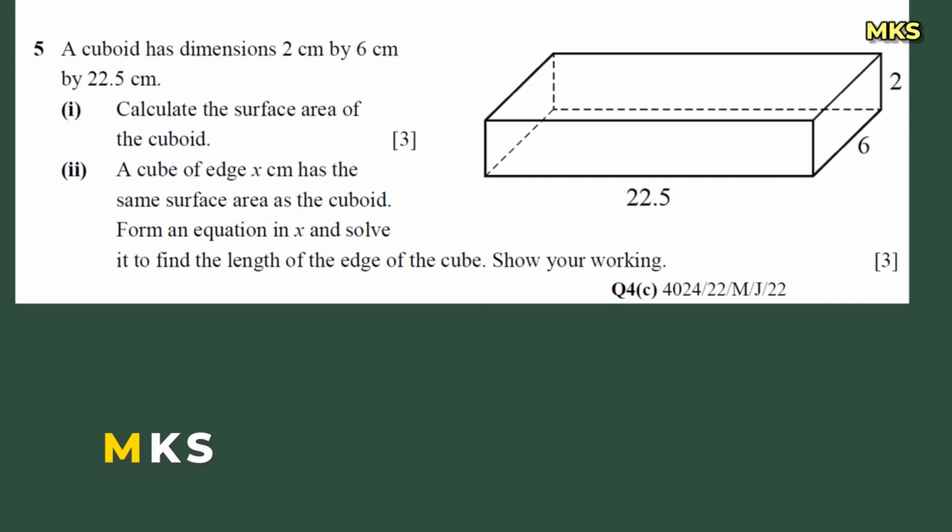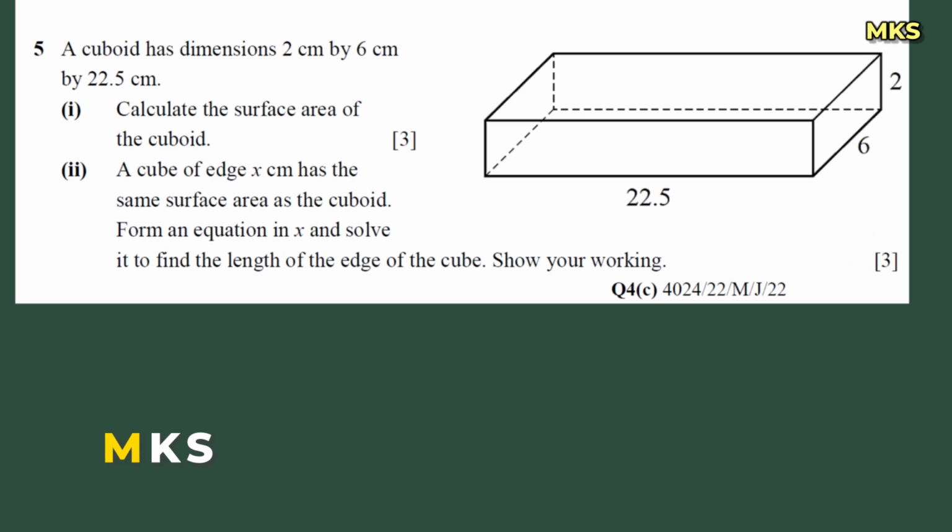Question number 5. Actually, this is question number 4C of May-June 22, paper 2-2. A cuboid has dimensions 2 cm by 6 cm by 22.5 cm. So there is a cuboid whose dimensions are given, length, width, and height. Calculate the surface area of the cuboid.